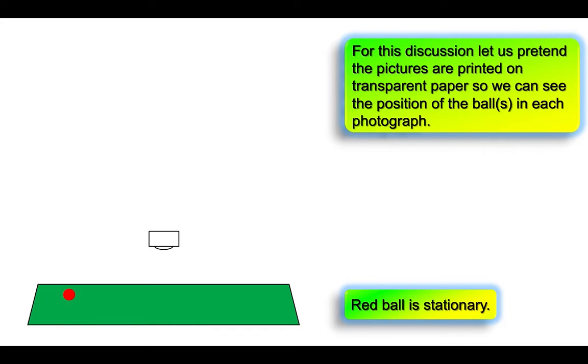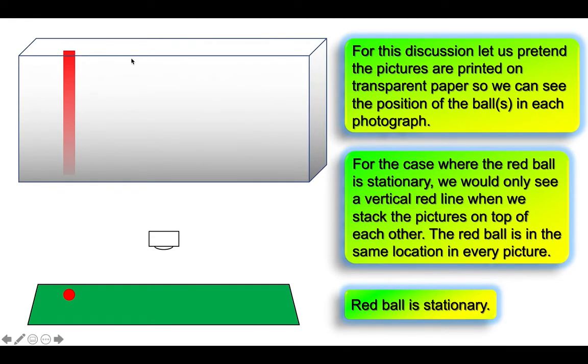So if I have a red ball on the table and it is not moving around, I will have just many pictures of the red ball in the same location. As I stack those pictures in succession, I will just see a vertical red line because the ball never changes its position in the photograph.